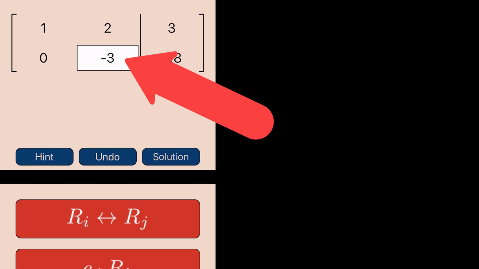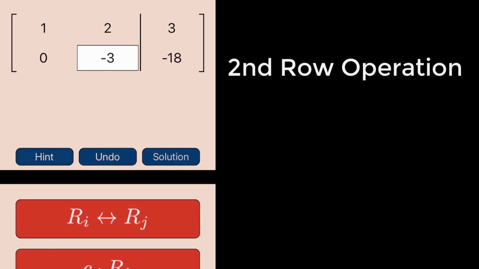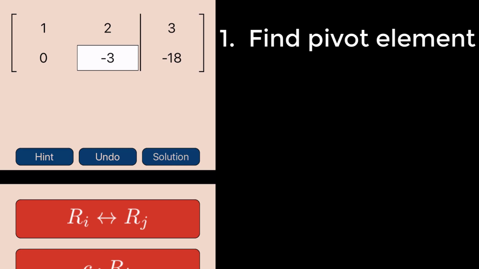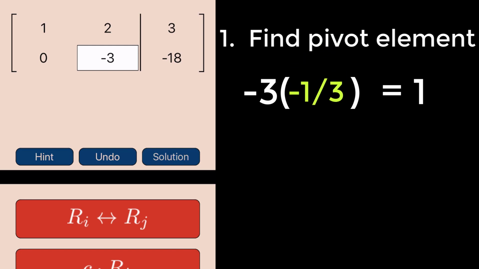But we don't have any rows to swap with. When this happens, we can use the second operation. The second operation lets us multiply every number in a row by a constant. This constant is chosen very carefully. Here's how it's done. Find the pivot element, again the current box number, it's the -3. What do you multiply -3 by to get a +1? Well, that will always be the reciprocal. In our case is -1/3.